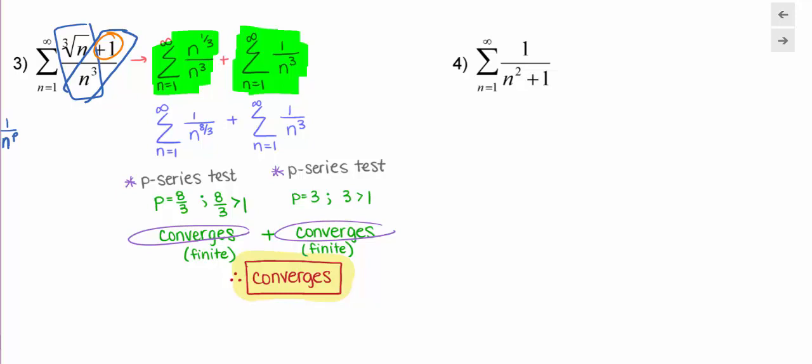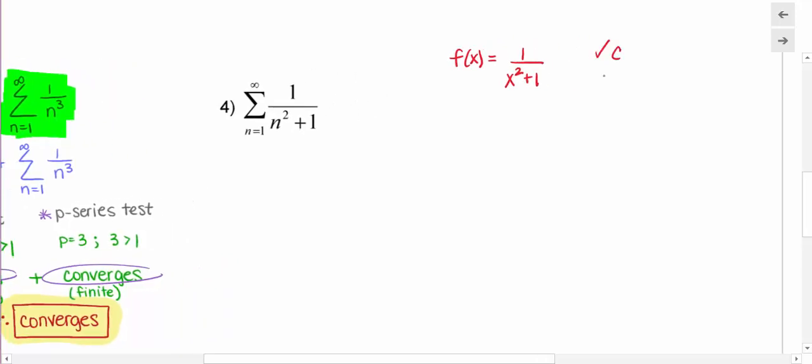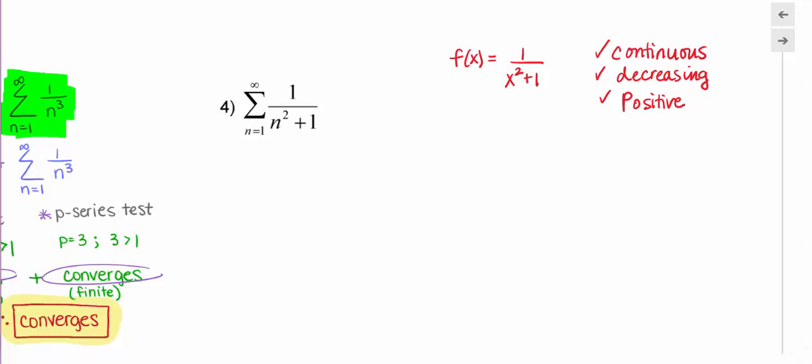So then what I need you to think about is if you took a look at the function 1 over x squared plus 1, is it a CDP? Is it continuous? Is it decreasing? And is it positive? And again, I don't need these three things all the time. I need them from example 1 to infinity. Now I want you to keep in mind the idea of partial sums.